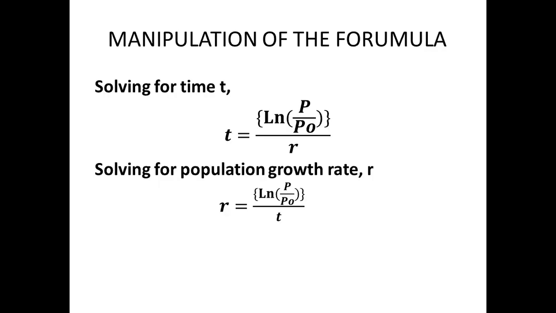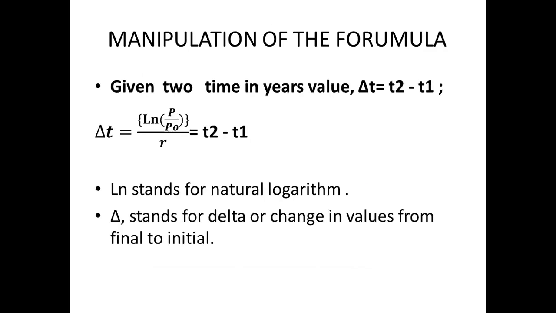To manipulate the formula, solving for time, T is equal to the natural logarithm of your population at any time T all over the original population value, all over the rate. Solving for your population growth rate, we have R is equal to the natural logarithm of P all over P sub O, all over T.